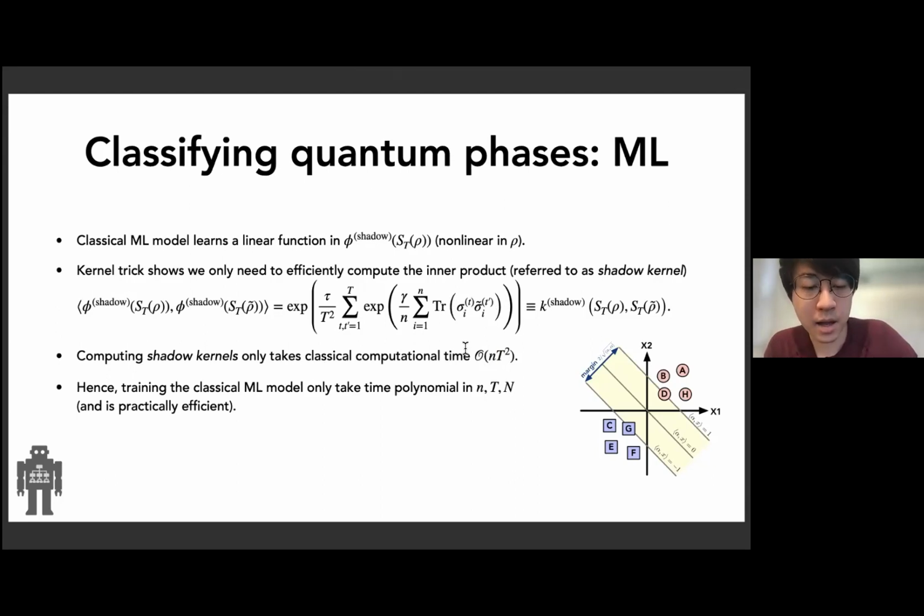So what it means is that training this classical machine learning model only takes time polynomial in system size n, number of measurements capital T, and number of training data capital N. And in practice, it's very efficient.